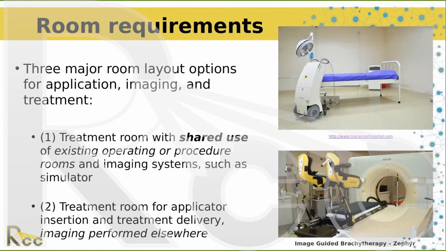So, the three major layout options for the application, imaging, and treatment. One of them is where you've got the treatment room with shared use of existing operating or procedure rooms. So you're just sharing use of a room that's already used for another purpose. And then you've got a treatment room for applicator insertion and treatment delivery. So maybe you take them into the CT room to get a CT scan, or into the sim room to get a fluoro scan, and then you take them back to the treatment delivery room where you put the applicators, and then you later insert the sources.